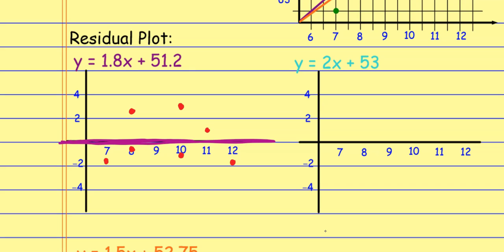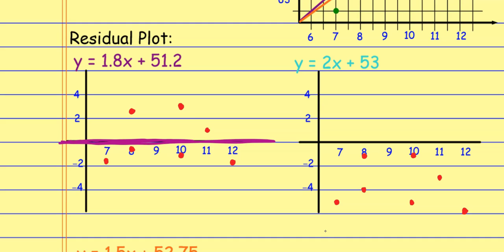so once again, -5, that's down here. And then at 8, I had a -4. And I also had a -1. At 10, I had a -5. And I also had a -1. At 11, I had a -3. And at 12, I had a -6.